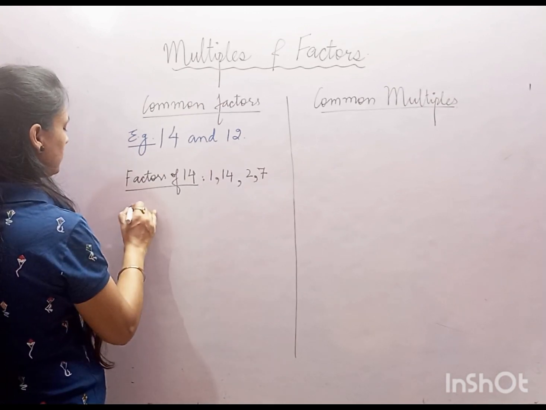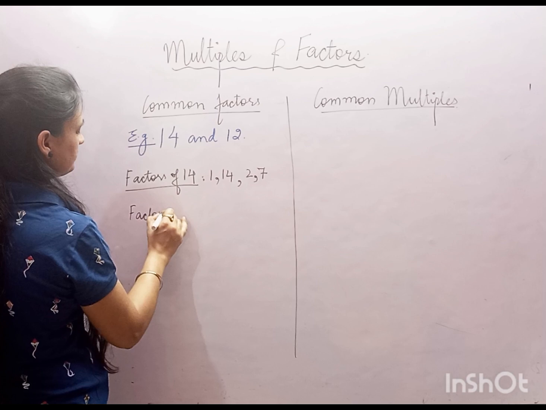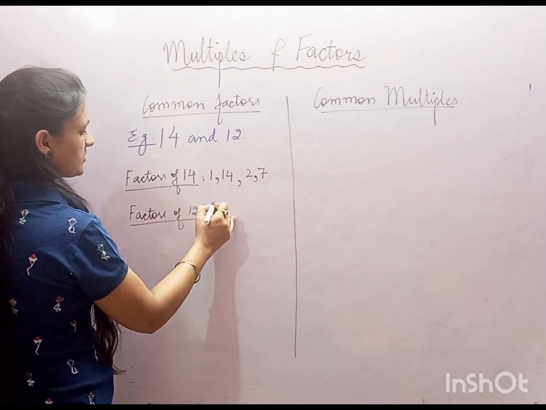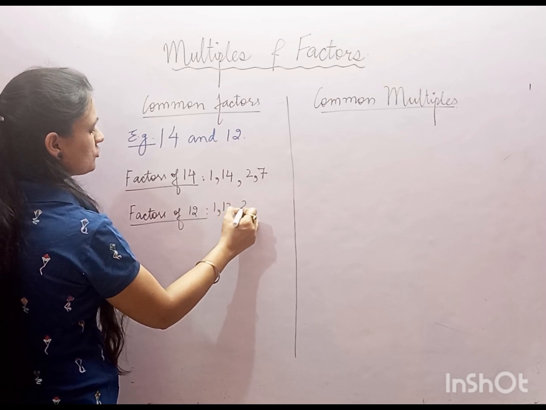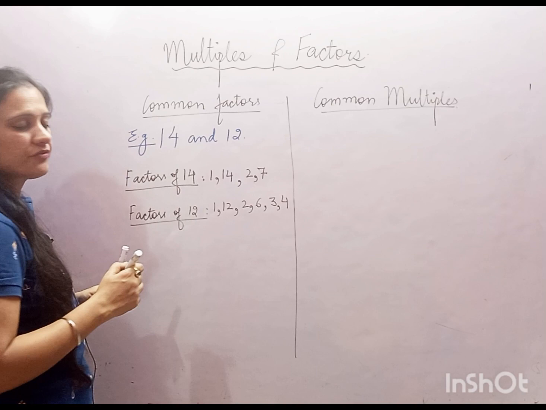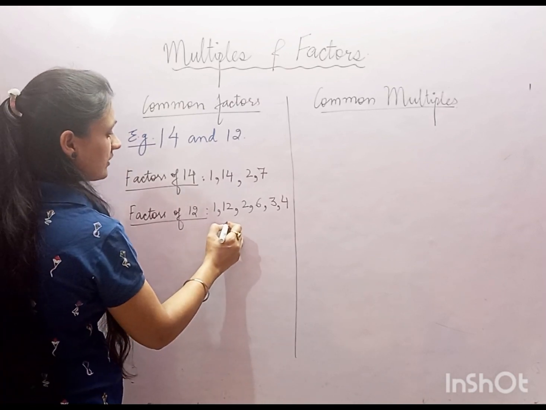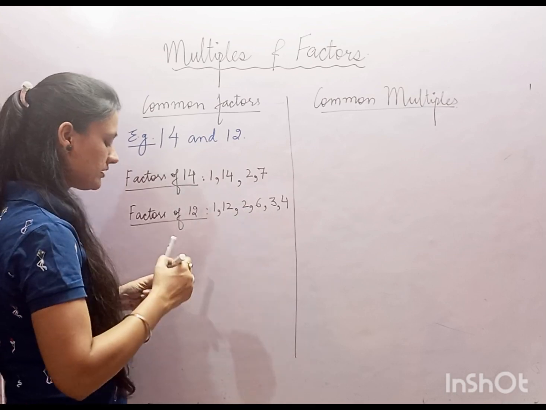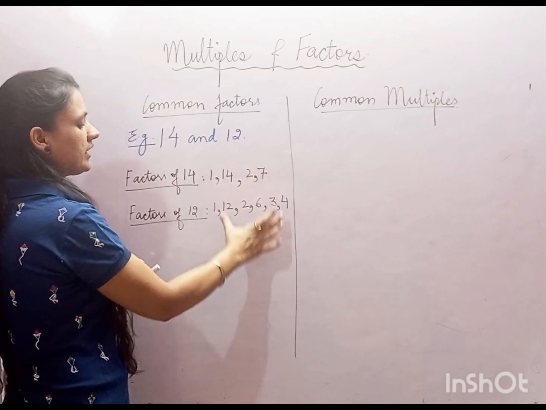Now let us find out the factors of 12. Here it comes in the table of 1, 12 ones are 12. In 2, 6 twos are 12. 3, 4 threes are 12. It comes in the table of 5? No. 6? Yes. When? 6 twos are 12. It is already there. Right? So we'll stop here. These are all the factors of 14 and 12.